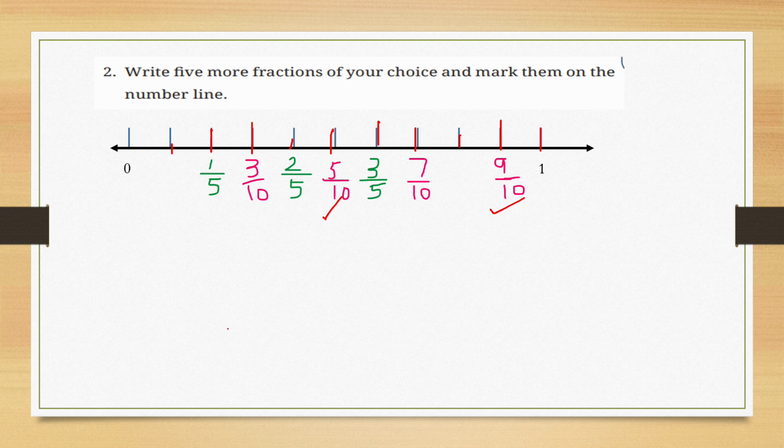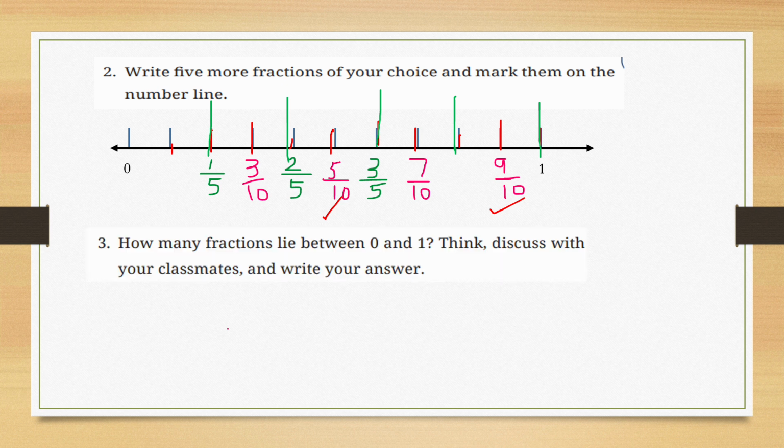Then, if you divide 1 unit into 5 equal parts, this is 1 by 5, 2 by 5, 3 by 5, 4 by 5. This is 5 by 5, that is 1. How many fractions lie between 0 and 1? Think, discuss with your classmates and write your answer. Infinite fractions lie between 0 and 1. The number of fractions is infinite.